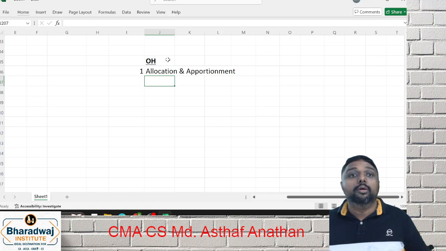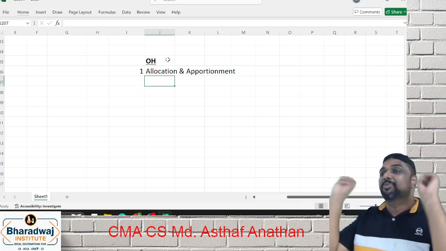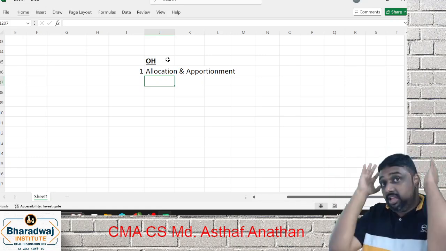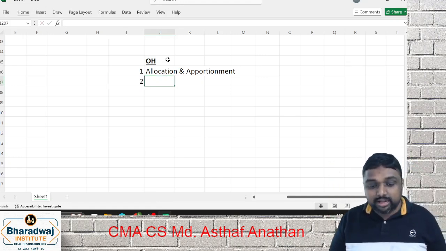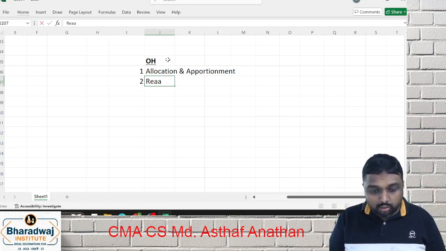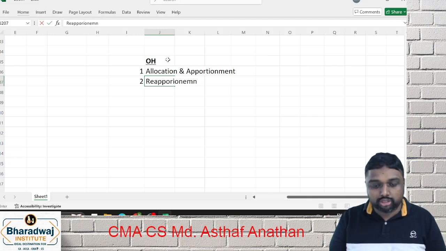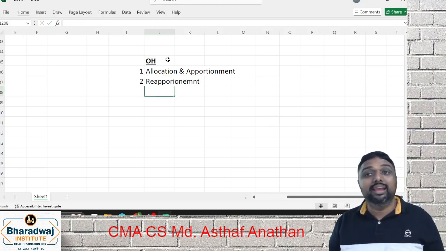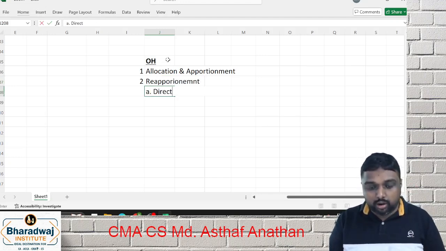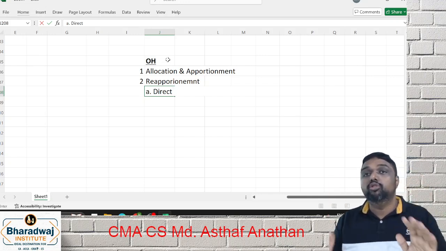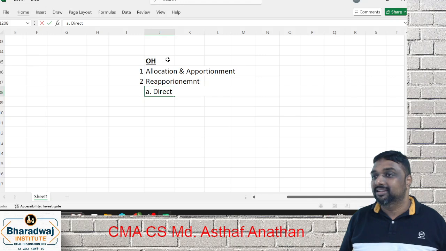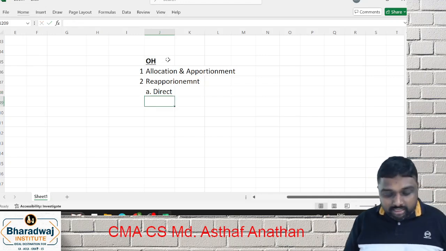We know the service department doesn't do any production. So whatever the amount of the service department, we have to add back to our production departments. That is secondary distribution, or otherwise we call it reapportionment. In reapportionment, we have mainly three methods. The first one is direct. The question itself will tell you the ratio. You have to do only production departments.